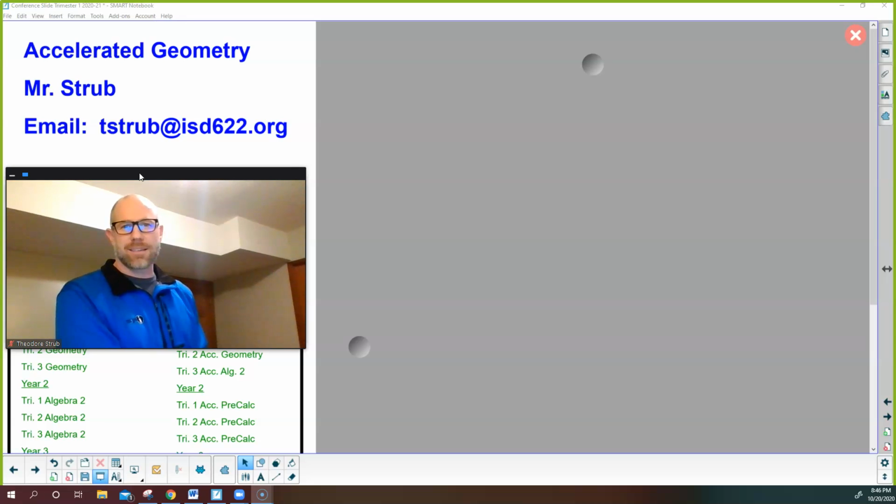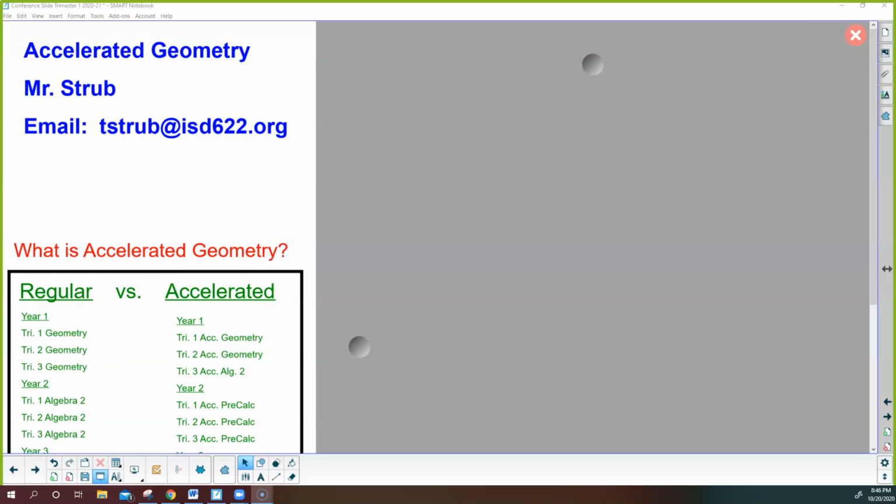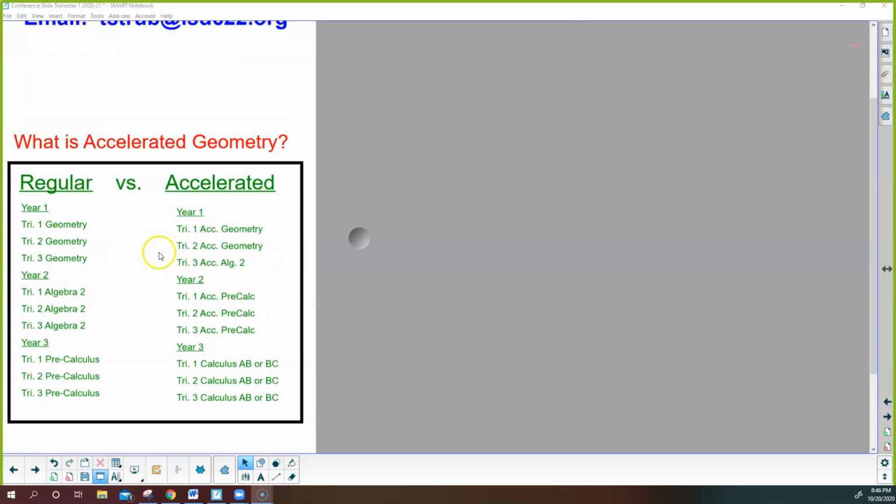I'm the teacher of the Accelerated Geometry, and I'd like to take a minute here just to hopefully answer some questions that you may have about what Accelerated Geometry is and what are some important things coming up for the rest of trimester one. So first thing I'd like to do is talk about the difference between the accelerated versus the regular, because I usually answer that question often.